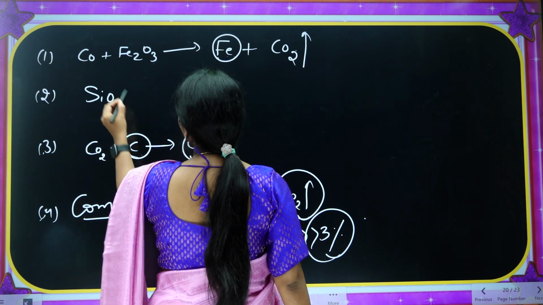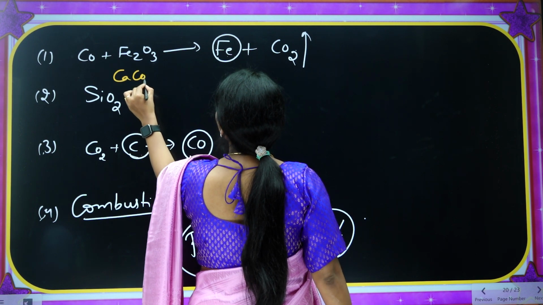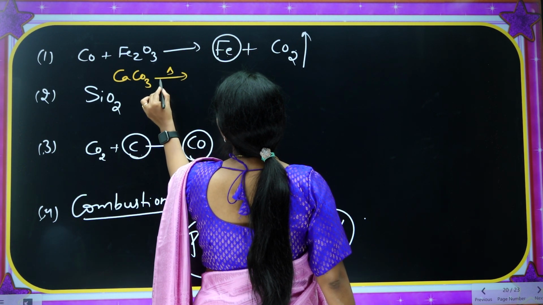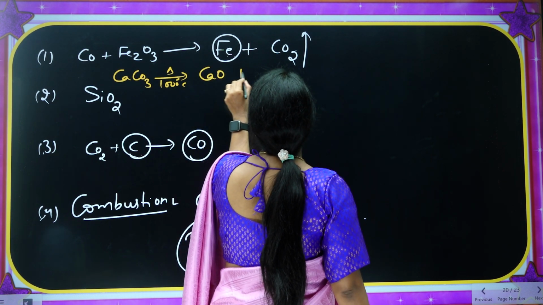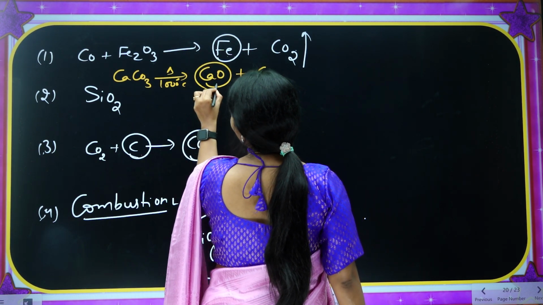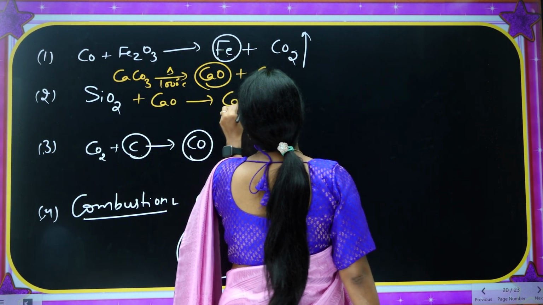How to remove this impurity? That's why we used to add flux. How to add a flux? Calcium carbonate. Carbonate salts will break around 1000 degrees Celsius. We get CaO. This CaO is our flux. It reacts with this silica impurity and it forms calcium silicate.